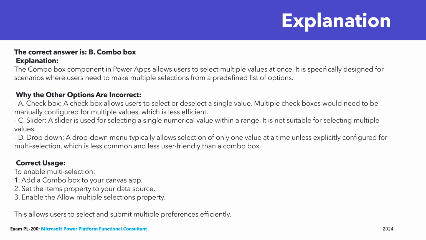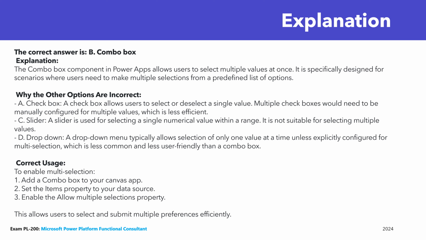The correct answer is B. Combo box. Explanation. The combo box component in Power Apps allows users to select multiple values at once. It is specifically designed for scenarios where users need to make multiple selections from a predefined list of options.